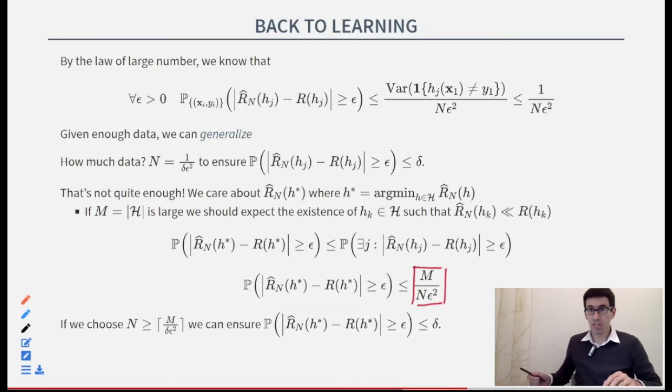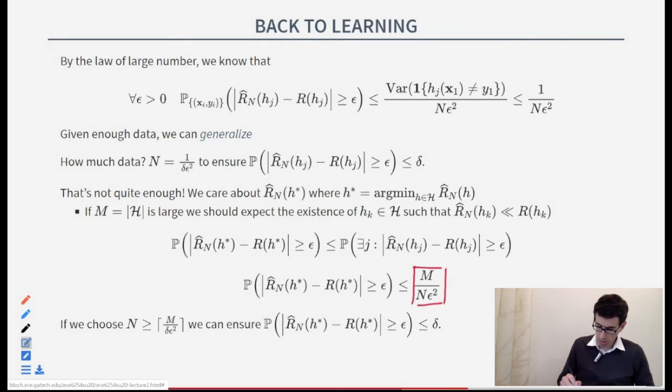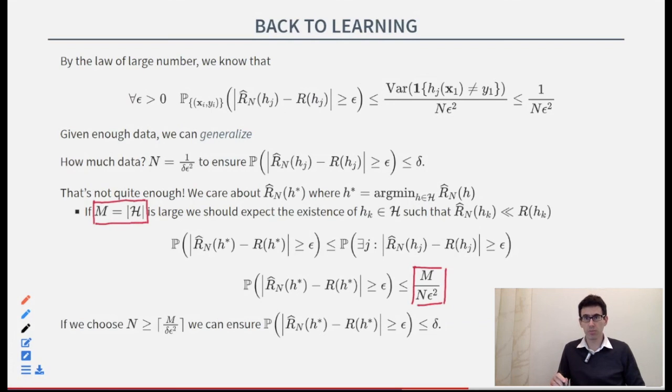And there's a question from David. So M is the size of our set of models. Absolutely. I think I defined it right here. So here M is defined as the cardinality of the hypothesis set, which we assume is finite.